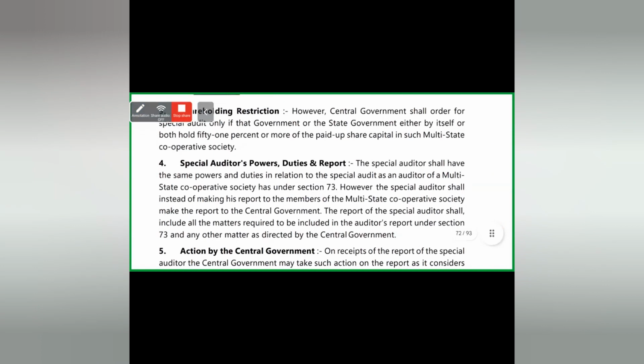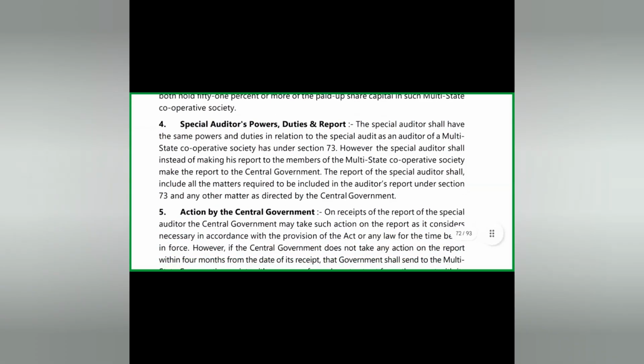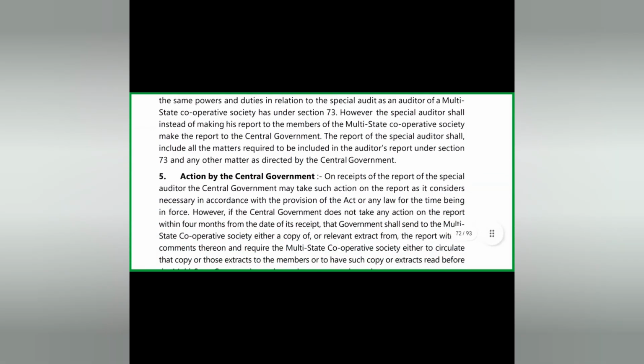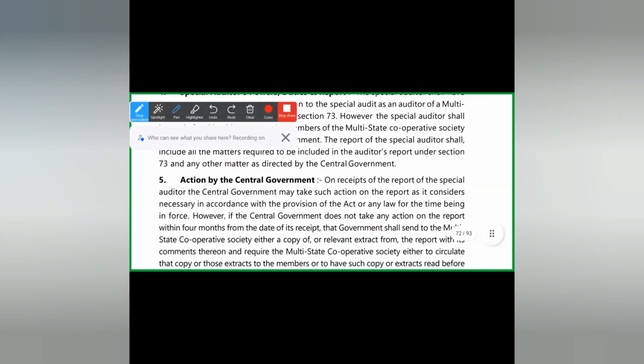Special auditor's powers, duties, and report. The special auditor shall have the same powers and duties in relation to special audit. The report of the special auditor shall include all the matters required to be included in an auditor's report. Here, action by the central government: on receipt of the report of the special auditor, the central government may take such action on the report as it considers necessary.